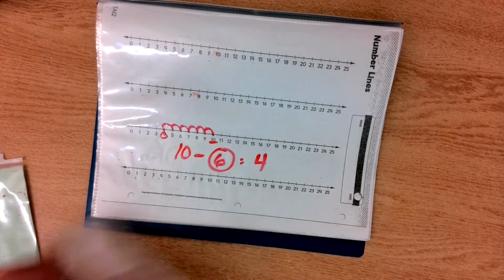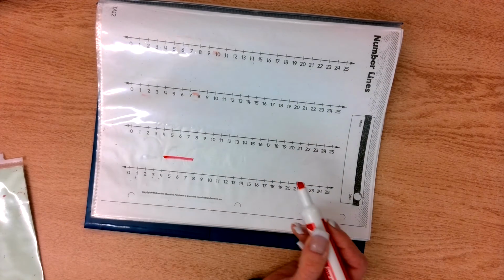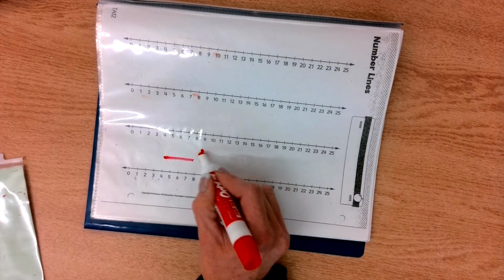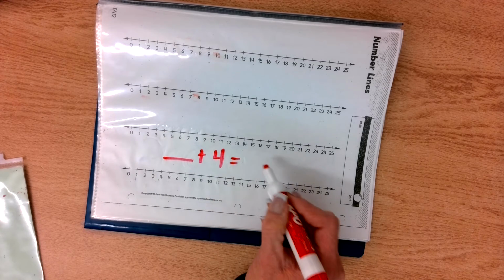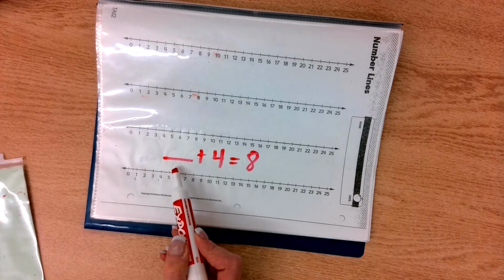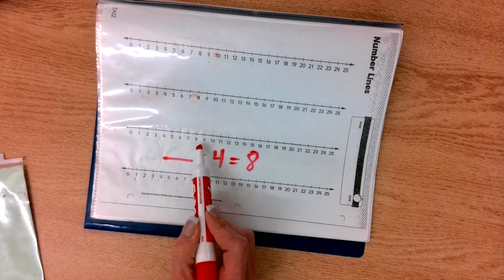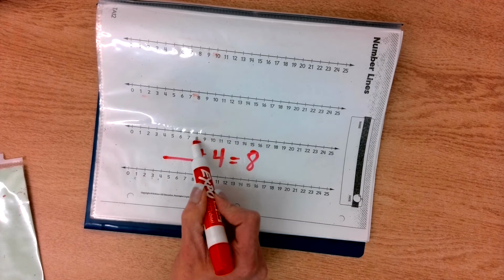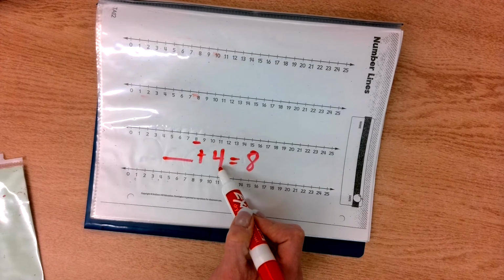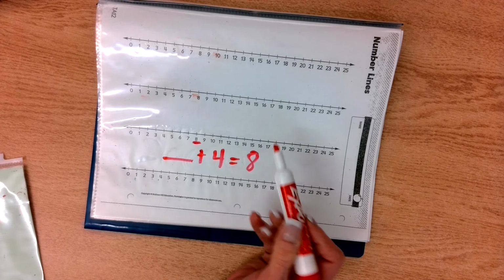All right, let's end with an addition one. But the first number is missing, so this is where it becomes tricky. Something plus 4 equals 8. Because this first number is missing and we don't know where to start, we're going to start at 8. And we're going to make the 4 hops and figure out where we land.